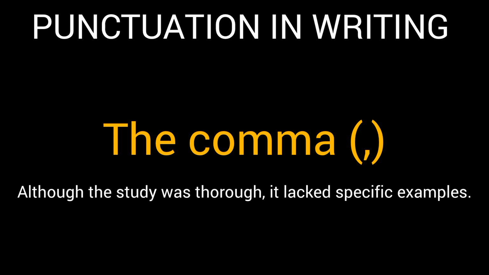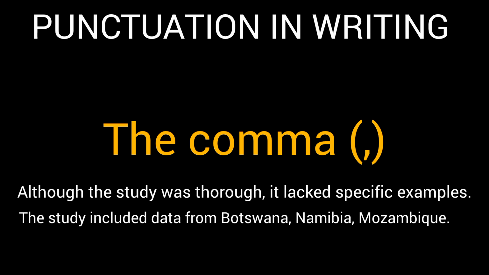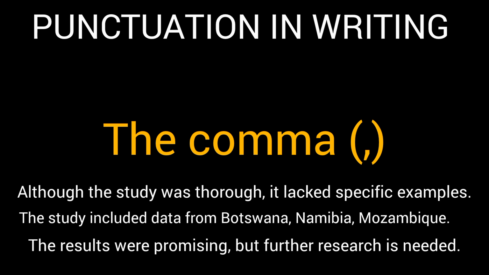So you use a comma to separate elements in a list. So you can say, the study included data from Botswana, Namibia, and Mozambique. The comma also is used to prevent what we call run-on sentences. For example, the results were promising, but further research is needed.